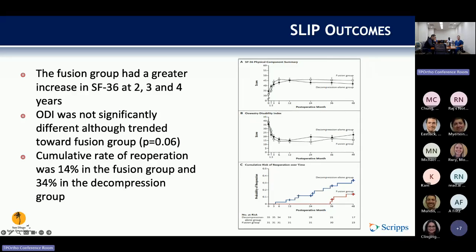The fusion group had a greater increase in the SF36 score at 2, 3, and 4 years. The ODI was not significantly different, although it trended positively towards the fusion group. And cumulative reoperation rate was 14% in the fusion group and 34% in the decompression group.